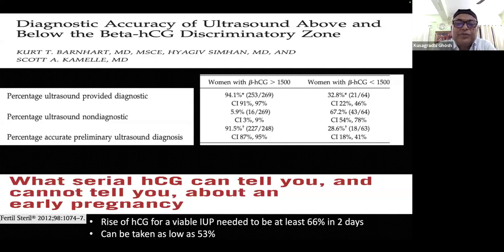Now, what is important for us to understand is why the discriminatory zone is important. The discriminatory zone actually does not diagnose an intrauterine pregnancy, or an ectopic pregnancy, or even the viability of a pregnancy. What it does is help in the outcome, or maybe the follow-up, of a pregnancy of unknown location. That is what is very important.